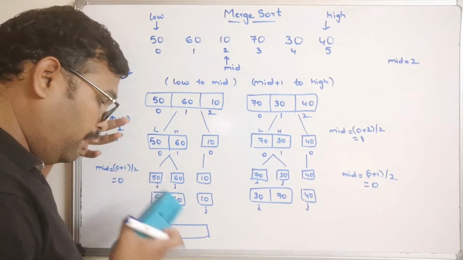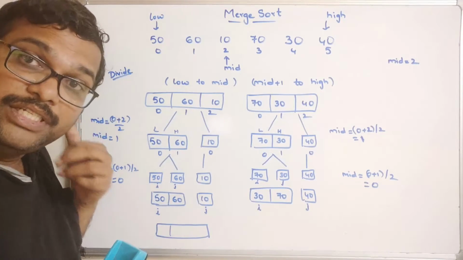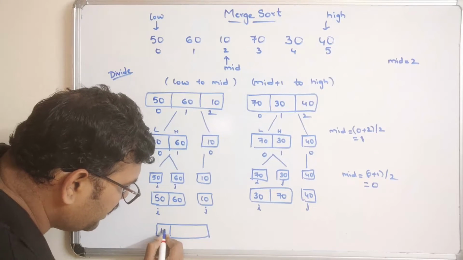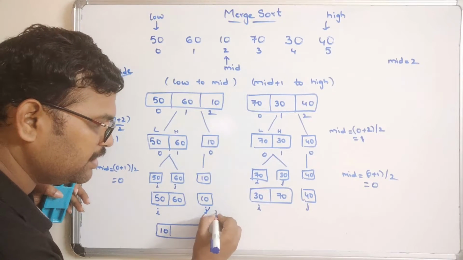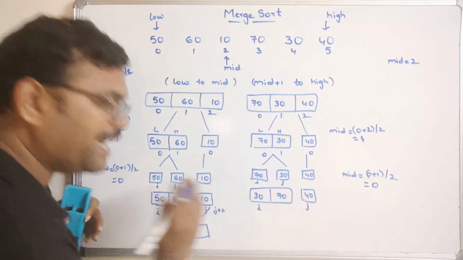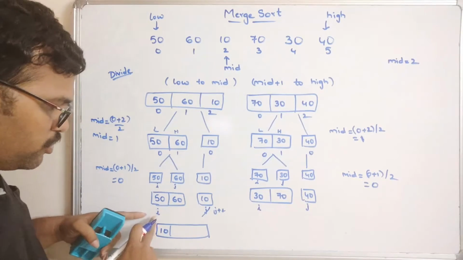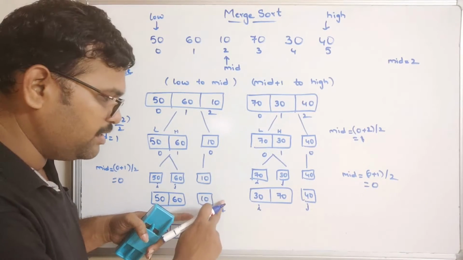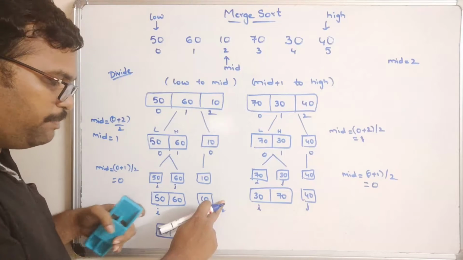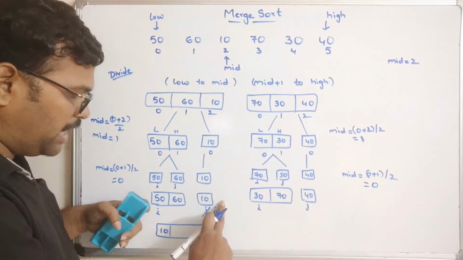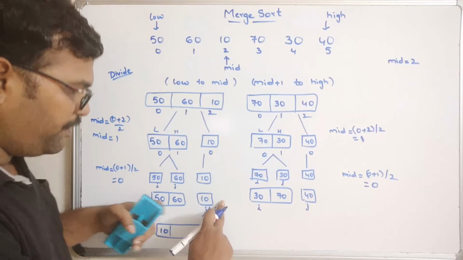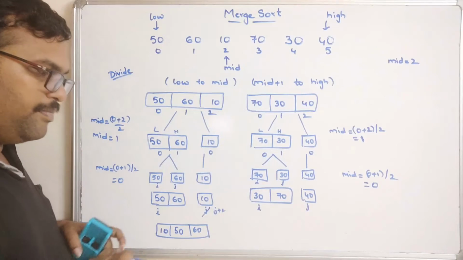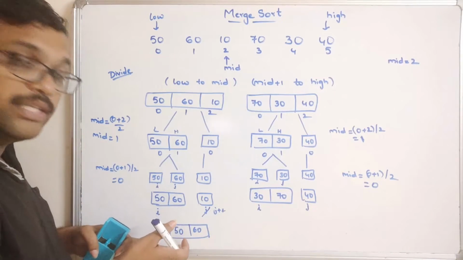So compare 50 and 10. Which is the highest? So which is the lowest? 10. So obviously 10 will be placed here first, and this value will be incremented. That means it will be moved to the next element. And here now there is no element in J. In such cases, whatever elements remain in this particular subarray will be loaded into the new array. So 50 and 60. So after combining this one, we got these elements.